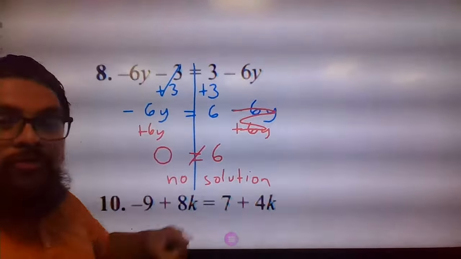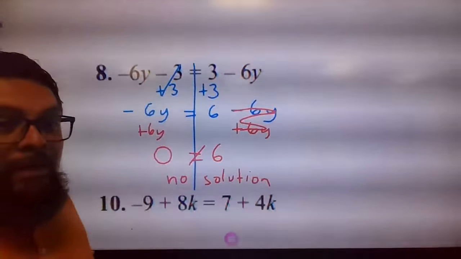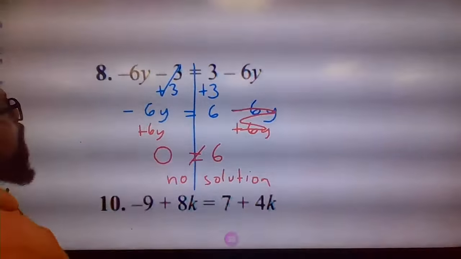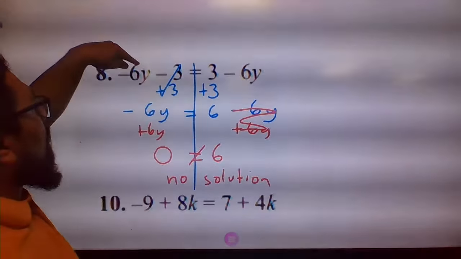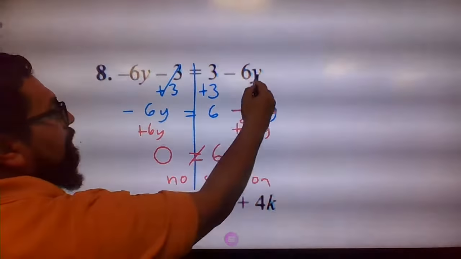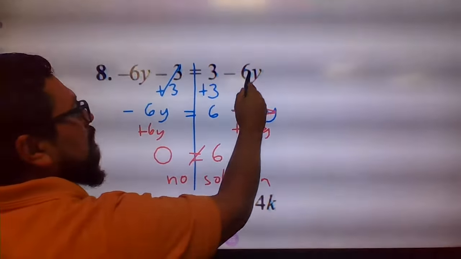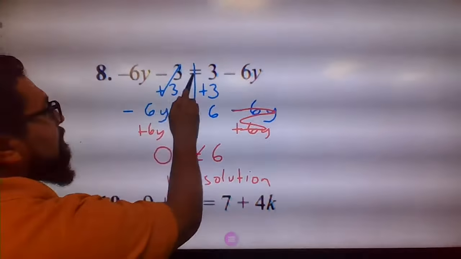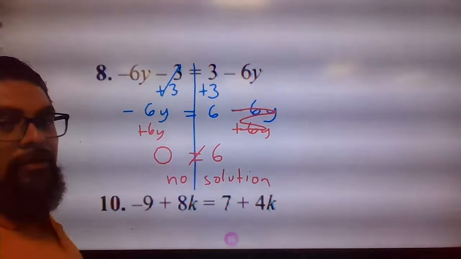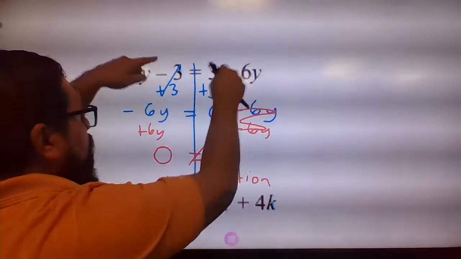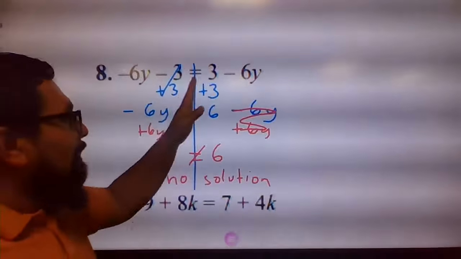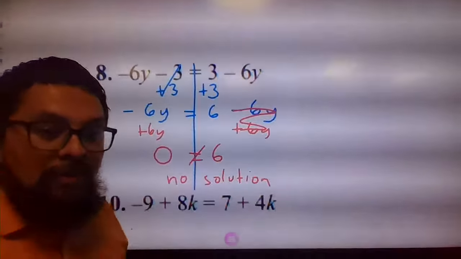There's no solution. You could put in a number for y in here. Let's just say, let's put 0. So what's negative 6 times 0? Negative 6 times 0 is 0. And then you're left with negative 3. And then over here, 6 times 0. So this is 0. So negative 3 does not equal 3. Do you see that? Even when you check your answer. So there's no solution for y here. If you put any number for y, it's not going to equal each other. So this is no solution, okay? Mind blown.